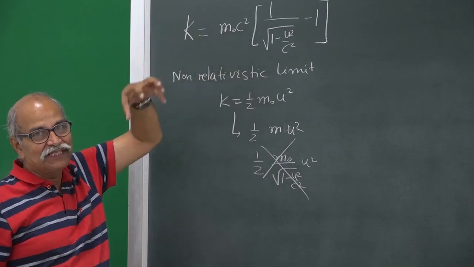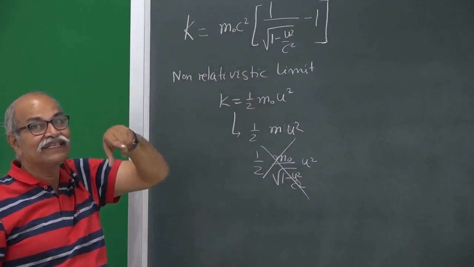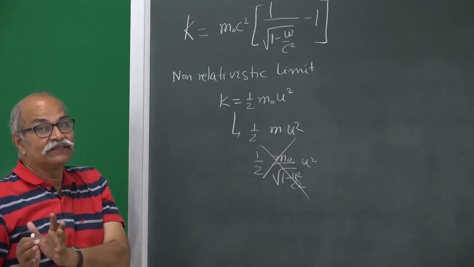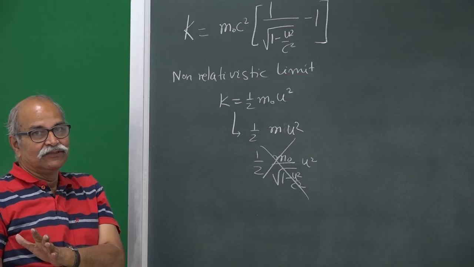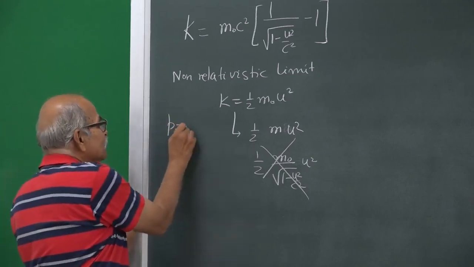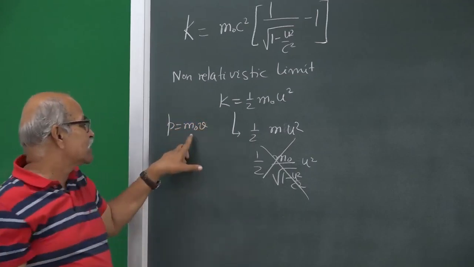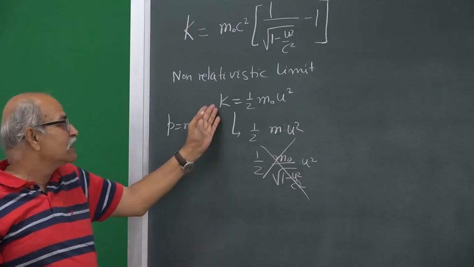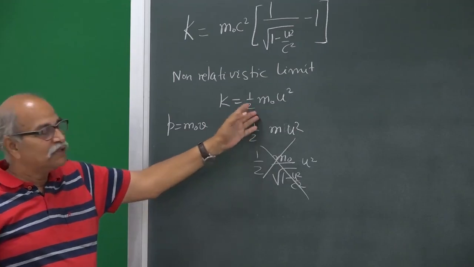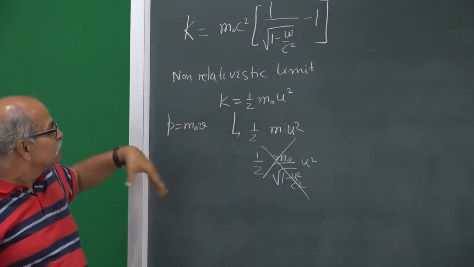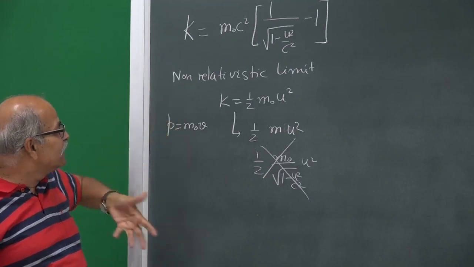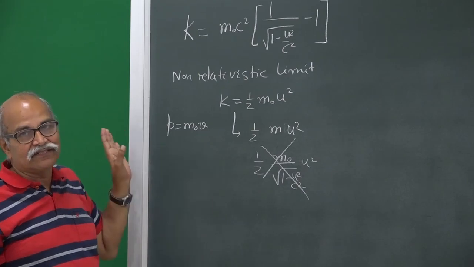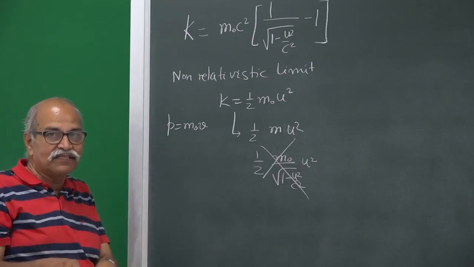So, the concept of relativistic mass, once again I emphasize, is for limited use. Linear momentum, yes, your definition is P equal to mv. In place of rest mass, you put that relativistic mass, you get the right expression of P. But kinetic energy, no. So, for very limited purposes, this concept of increase in mass with velocity etc. can be utilized. So, do not give too much importance to that mass.